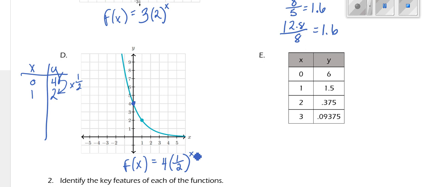And E, my initial value is 6. So f of x equals 6. And from 6 to 1.5, I'm multiplying by 1/4. I could check that value and make sure that I'm multiplying by 1/4 for each of them. 6 times 1/4 to the power of x.